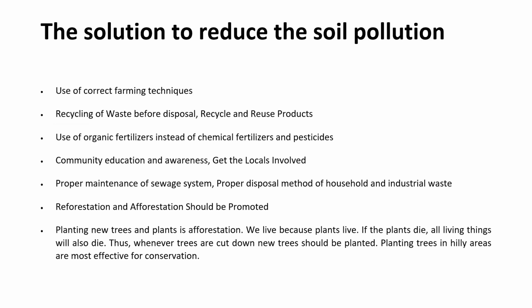So what are the solutions? Number one, nowadays we are talking about organic farming. So use of correct farming techniques, recycling of waste before disposal, recycle and reuse of products, use of organic fertilizers instead of chemical fertilizers and pesticides, community education and awareness, especially getting the locals involved. Then proper maintenance of the sewage system, proper disposal methods for household and industrial waste, reforestation wherever required and possible, and planting new trees and plants is called afforestation.